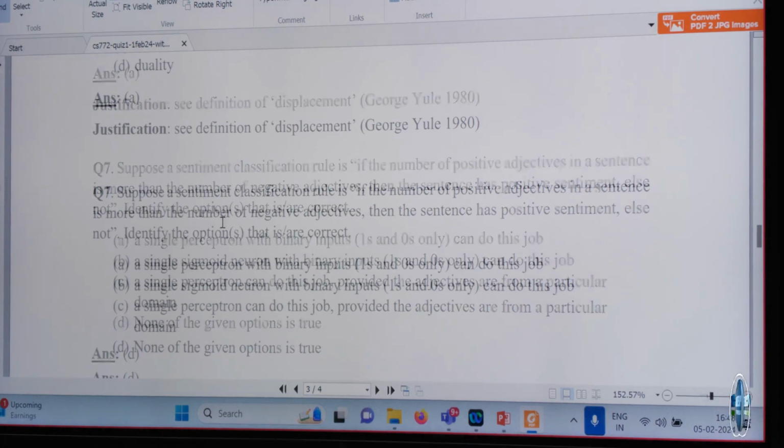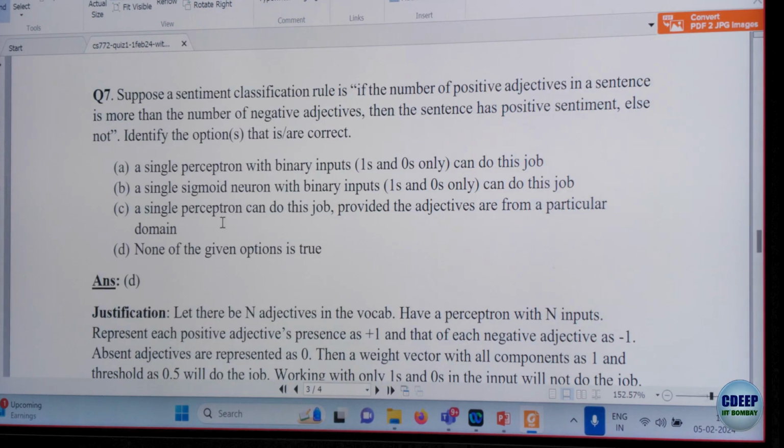See the definition of displacement. Question number 7. So these questions 7 and 8 link neural networks with language phenomena. Suppose a sentiment classification rule is, if the number of positive adjectives in a sentence is more than the number of negative adjectives, then the sentence has positive sentiment, else not. Identify the options that are correct. A: A single perceptron with binary inputs, 1 and 0 only, can do this job. B: A single sigmoid neuron with binary inputs, 1 and 0 only, can do this job. C: A single perceptron can do this job provided the adjectives are from a particular domain. That's nonsense. D: None of the given options is true.